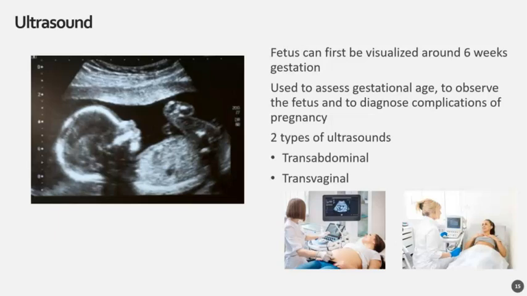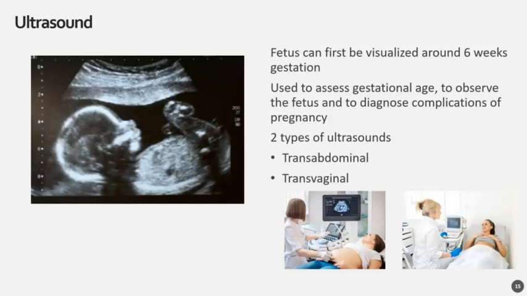Ultrasound is used to assess gestational age, observe the fetus, and diagnose complications of pregnancy. It uses high-frequency sound waves to visualize the fetal and maternal structures. The fetus can first be visualized about 6 weeks gestation using the transvaginal approach. There are 2 types of ultrasound performed. The transabdominal, in which the sonographer places the transducer on the abdomen to visualize the pregnancy. The woman may be recommended to have a full bladder, especially early in the pregnancy, to better visualize the fetus.